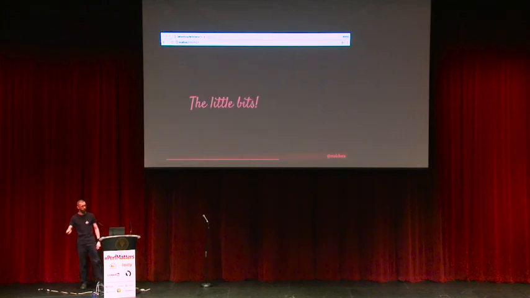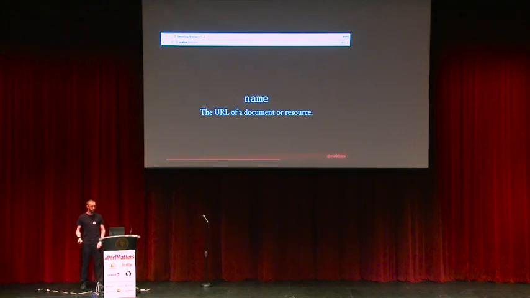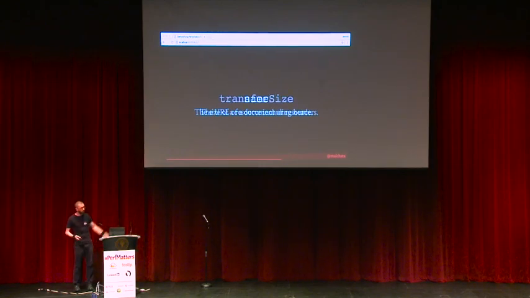There's some other stuff. I got some little bits here. There's some other time-related metrics, or rather pieces of information that these APIs expose. And the first one is name, and that will be the URL of a document or a resource. So if you are checking for a particular resource in your JavaScript that you want to monitor performance of, this is kind of what you'll check for. This will be the little bit of data that you're trying to hook on.